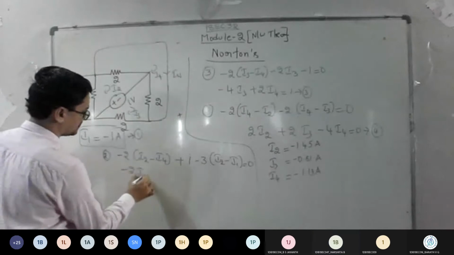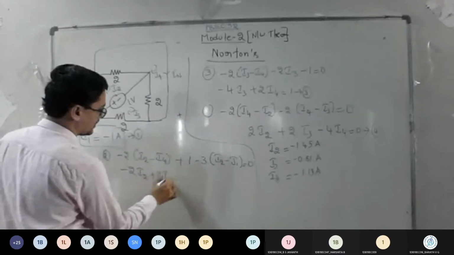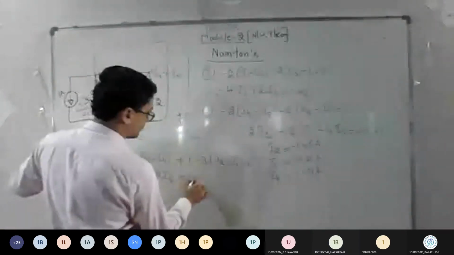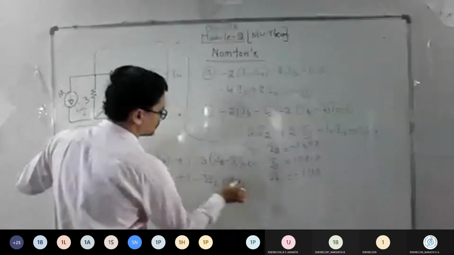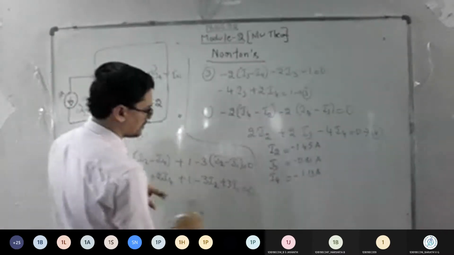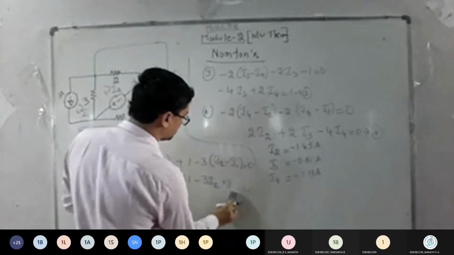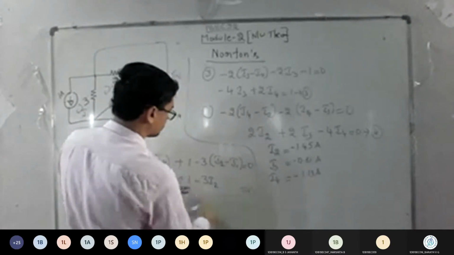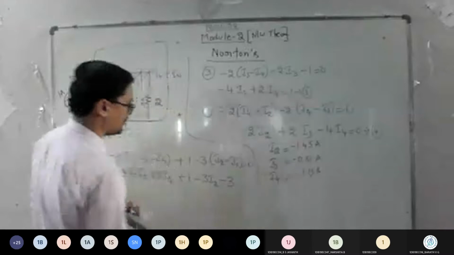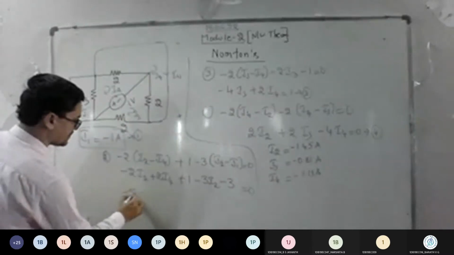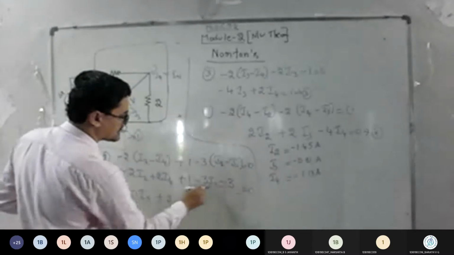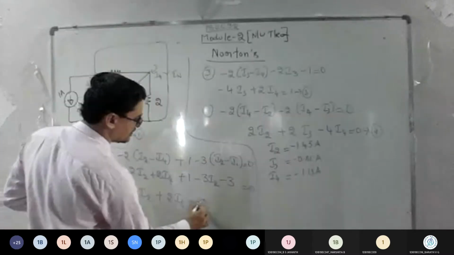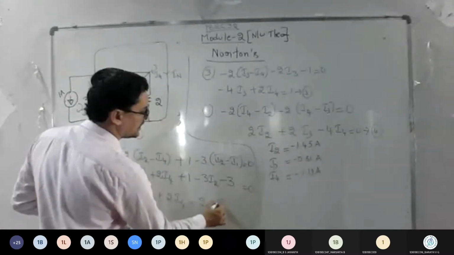-2 I2 plus 2 I4 plus 1, -3 I2 plus 3 I1 equal to 0. So here -1 and -3 become -4? Correct now? So -5 I2 plus 2 I4, -3 minus 1 is -2. So this side becomes +2. Correct?